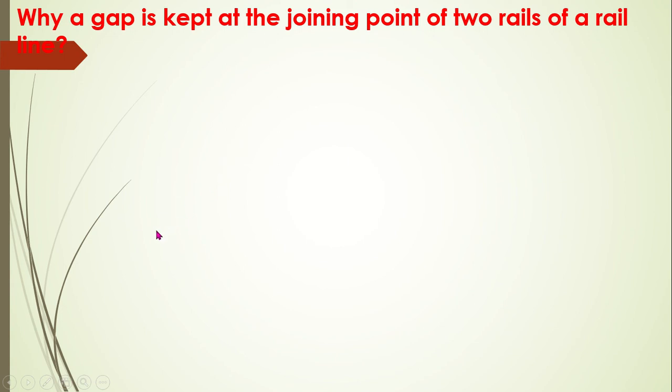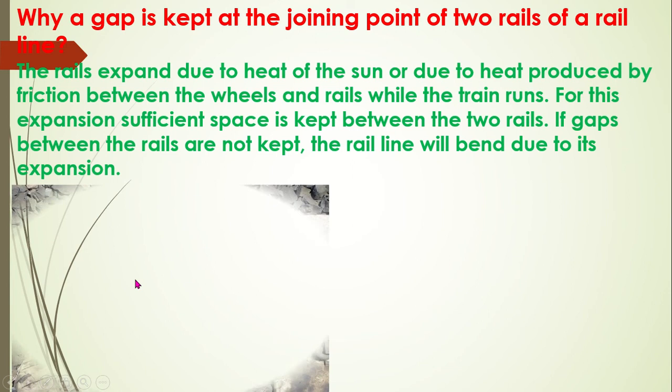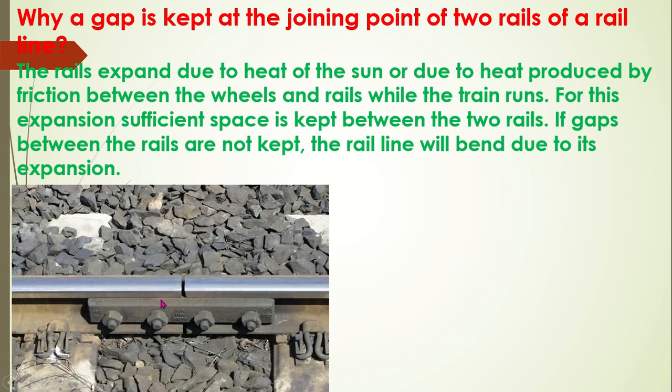I think all of you have experience going to the railway station, and if you look very carefully, then you can see there is a gap between 2 rails. That is not a single rail line. There is a gap between 2 rails. So why is this gap kept?